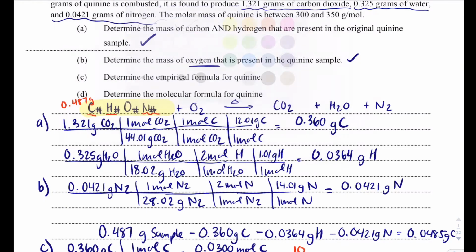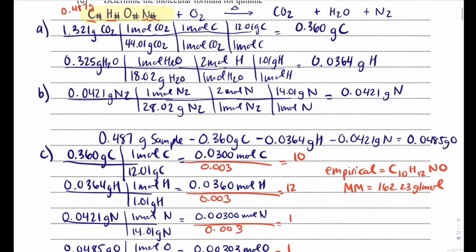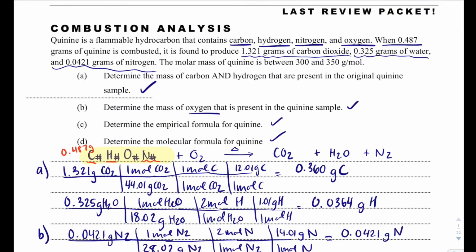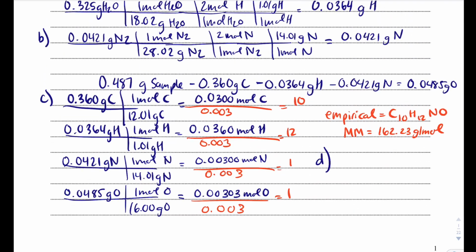I've gotten the empirical formula, but they asked for the molecular formula. So for part D, I have to realize that they've told me that the molar mass of the molecular formula is between 300 and 350. So the only way that 162 gets in that range is if we multiply it by 2. And so my molecular formula is C20H24N2O2. Okay, so that is how you do combustion analysis.